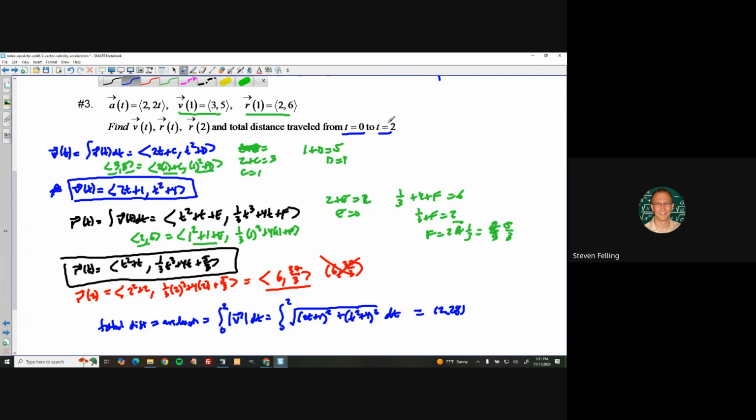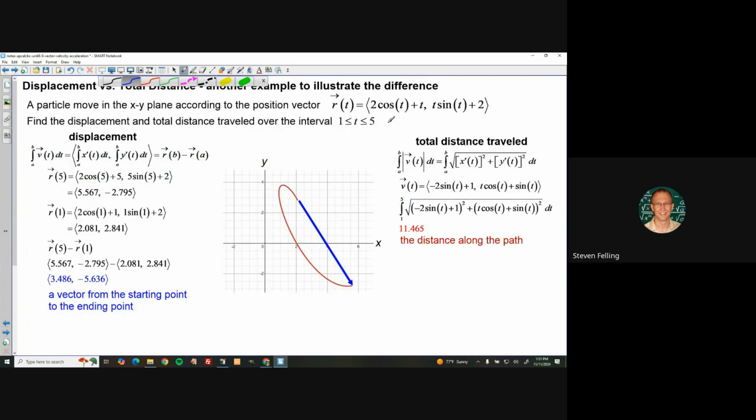All right, that's the last example I'm working, but there's one other example that I've got that I've graphed out just to illustrate the difference between distance traveled and displacement. Here's a different problem. The position vector for this problem has this x and this y. And if you graph it, it's this red curve right here, from t equals 1 to t equals 5. So we're here at t equals 1, and we're at this location at t equals 5.